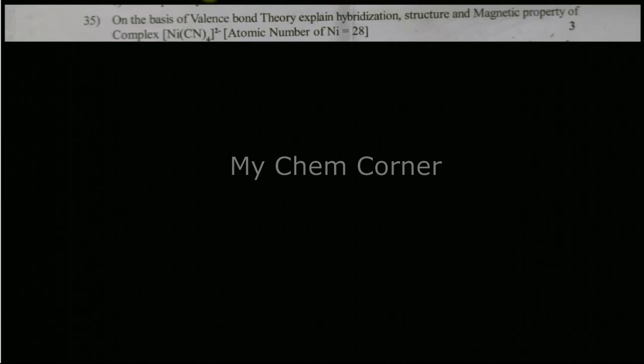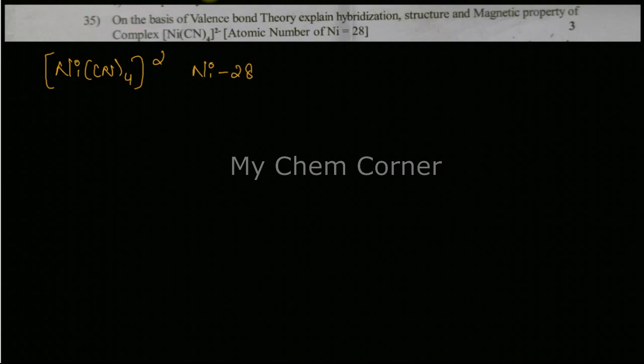As per our syllabus, we have 4 VBT molecules. Any one will be asked in the exam. So here, your complex is [Ni(CN)4]2-. Ni, its atomic number is given as 28. What are you supposed to calculate? You need to find out the hybridization, geometrical structure and magnetic property.